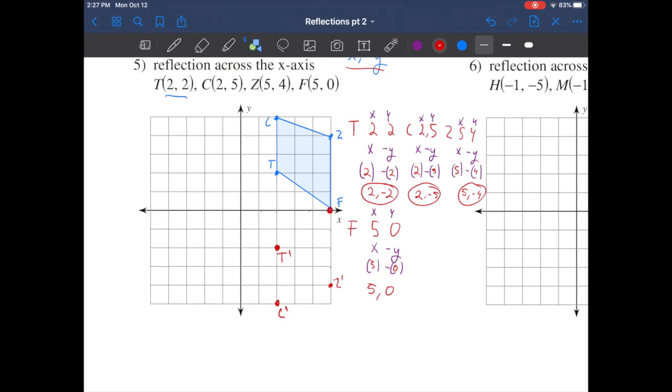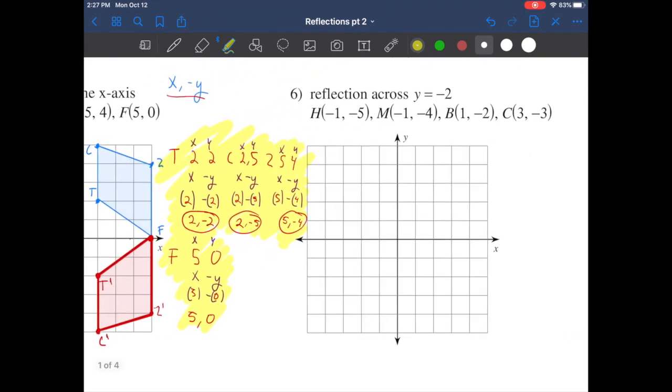All we need to do now is connect our shape, and we should be good to go. And there we go. We just did our reflection. Now, again, notice the easiest way to do this is to show all your work. Trying to skip steps and stuff like that is not going to help you. All right, let's move on to the next one.